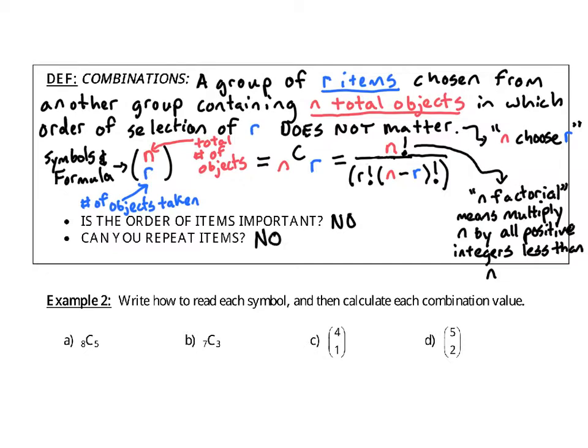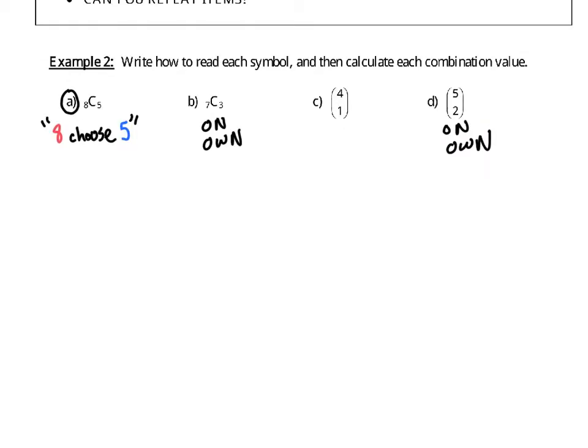So both of the answers to these questions are no. Example 2 asks us to write how we would read each symbol and then to calculate each combination value. In example 2a, we have 8C5, pronounced 8 choose 5. In other words, we have 8 total items, and we're going to select 5 of those items and create groups with those 5 items. And the question is, how many different groups of 5 could we create?